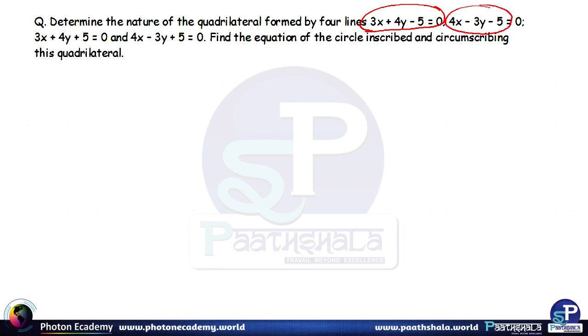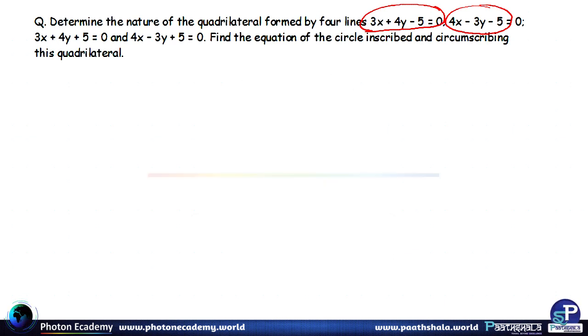Another thing is that these 2 lines are perpendicular to each other, so one of the angles can be said to be 90 degrees. So a parallelogram whose one angle is 90 degrees will obviously become a rectangle. Now let's see if it is a square. We know how to do that.